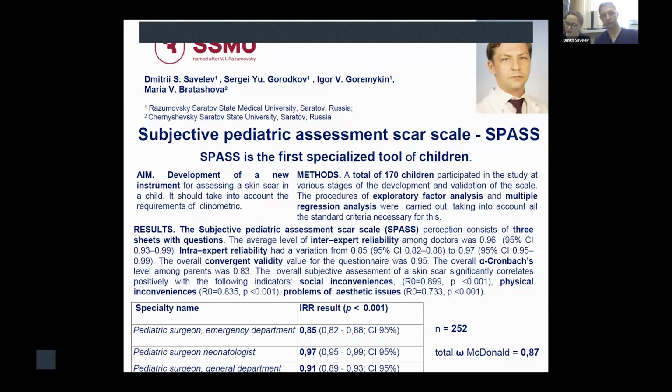Subjective pediatric assessment scale consists of 3 pages with questions. 1 page for each side for the study: for the child, for the parents, for the doctors.